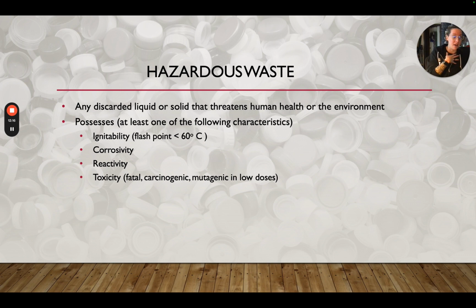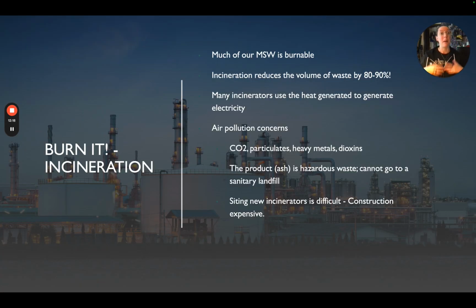Another way of getting rid of our waste is by burning it through incineration. A lot of our municipal solid waste is burnable. Incineration reduces the volume of waste by 80 to 90%. So that's great. Instead of having this big old pile, it shrinks it down a bit. And many incinerators actually use the heat that's generated to help them generate electricity. So that's kind of cool, right? Again, it's in this sort of circular pattern.